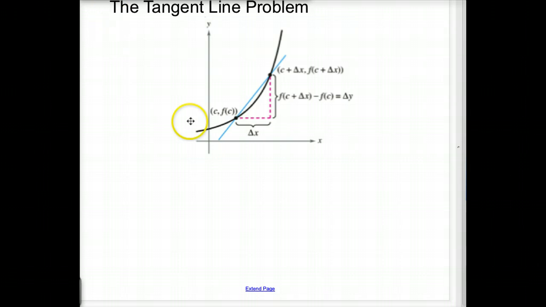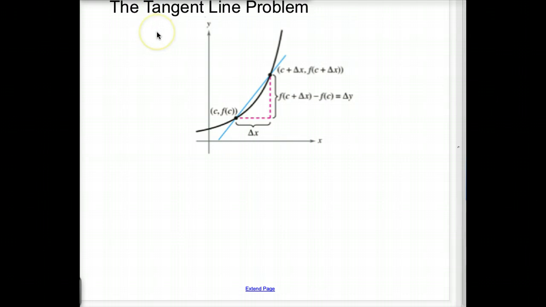So here's the tangent line problem. We've got a curve, and we want to find a tangent line. However, all we know how to do right now is to find the equation of a line between 2 points. So if we had two separate points, we could find the equation of that line. We would just do rise over run to get the slope, and then use point slope form to figure out the equation using one of these 2 points. But we don't have 2 points.